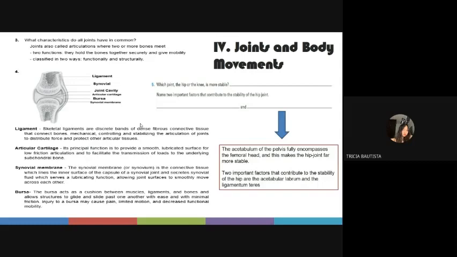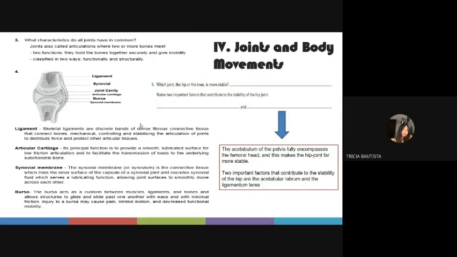Ligament. Skeletal ligaments are discrete bands of dense fibrous connective tissue that connect bones, mechanically controlling and stabilizing the articulation of joints to distribute force and to protect other articular tissues. Articular cartilage. Its principal function is to provide a smooth, lubricated surface for low friction articulation and to facilitate the transmission of loads to the underlying subchondral bone.